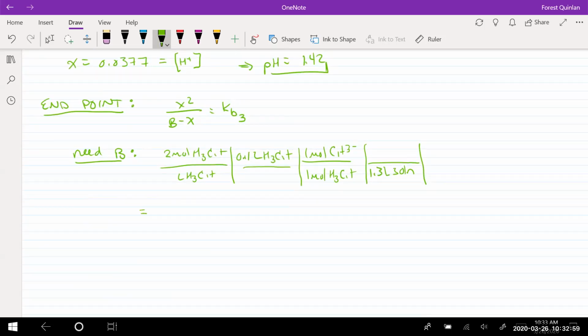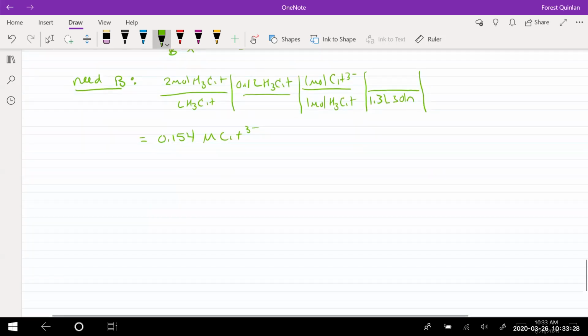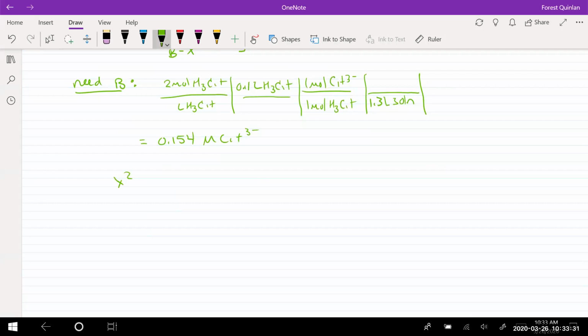At the end of that, that means that our concentration is, I think maybe 0.154. Is that correct, Alice? My glasses don't work at range, so my notes are a little far away from me. Yeah. Okay. So we got 0.154, and Miss Ferris will note that that is our Cit3 minus. That's going to be our B. We're going to throw it in there. So now we have X squared over 0.154 minus X equals the Kb3.